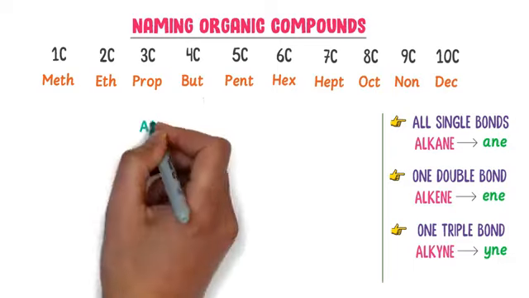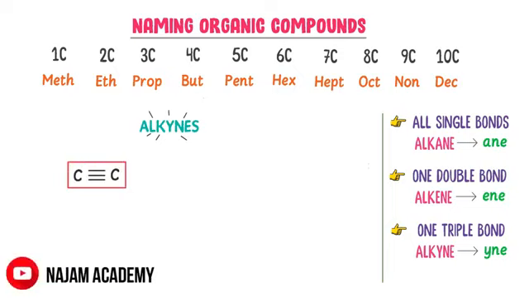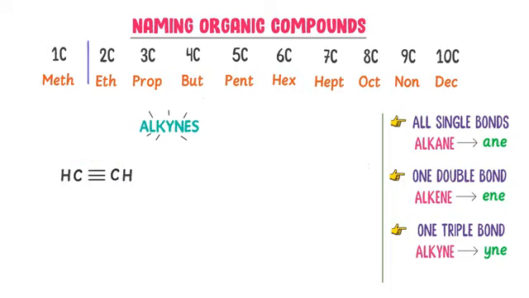Now we are going to learn naming alkynes. For example, consider these two carbon atoms having one triple bond. This carbon and this carbon have already formed three bonds each, so I write H and H. There are two carbon atoms in this molecule, I write eth. Also there is a triple bond present between carbon atoms, it is alkyne, and we write yne for it, so I get ethyne.